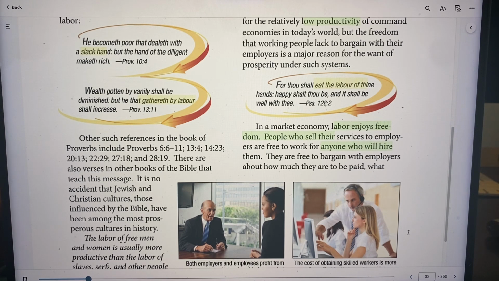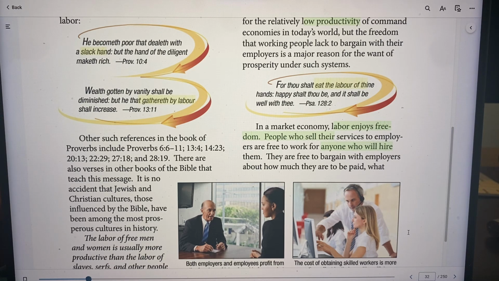He becometh poor that dealeth with a slack hand, but the hand of the diligent maketh rich. Proverbs 10:4. Wealth gotten by vanity shall be diminished, but he that gathereth by labor shall increase. Proverbs 13:11. For thou shalt eat the labor of thine hands, happy shalt thou be, and it shall be well with thee. Psalms 128:2. You see, there are many scriptures that talk about labor in the Bible.